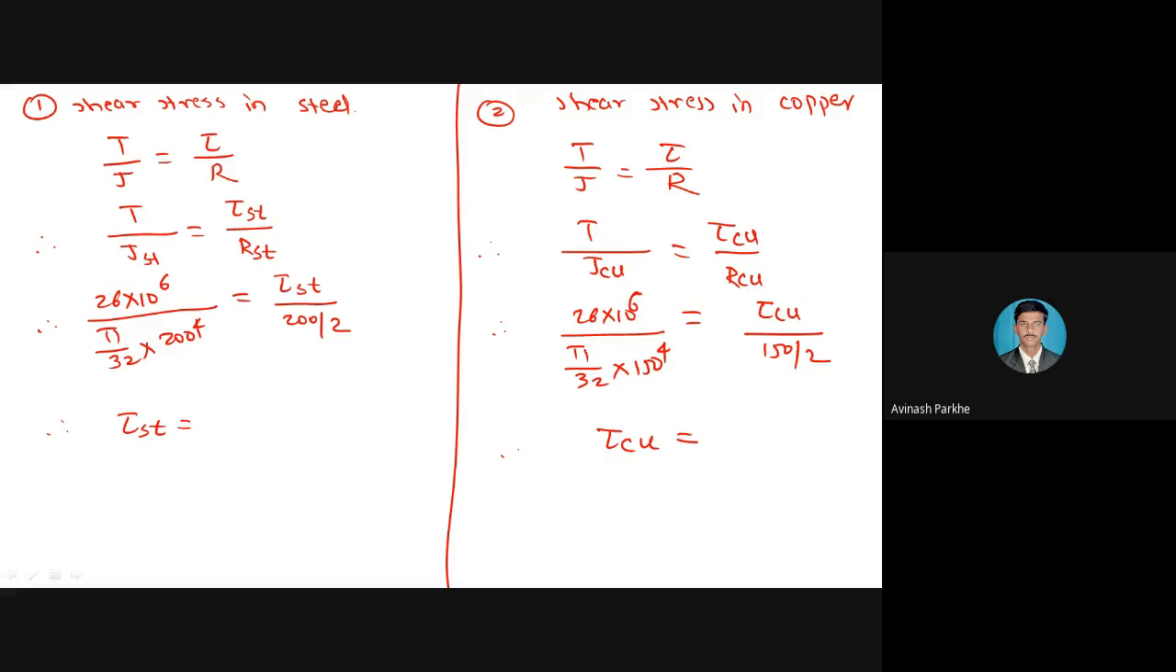So to calculate the shear stress in each material, we have used their respective parameters only. Here only the torque is the same for the steel material and for the copper material. Otherwise, their polar moment of inertia J will be different, their radius will be different, and their shear stresses are also different. Now do the calculations and tell me the answer. What is the shear stress induced in the steel and what is the shear stress induced in the copper?